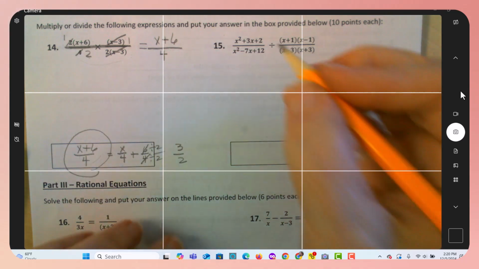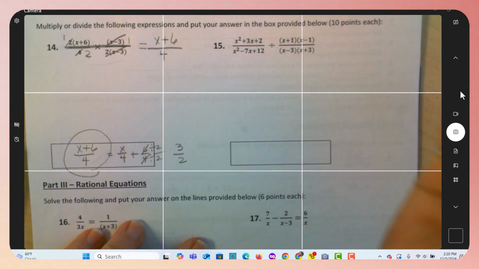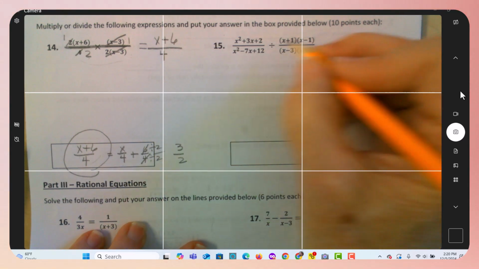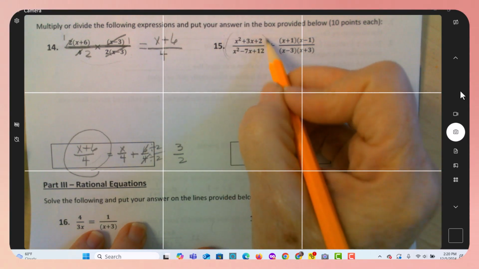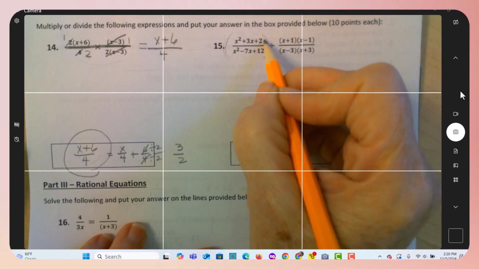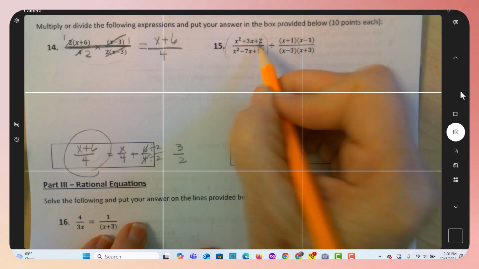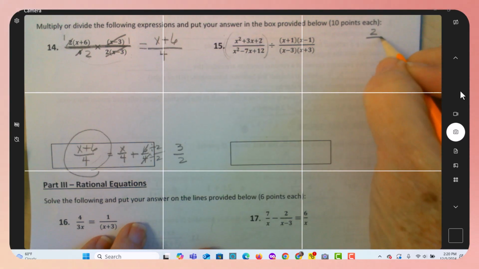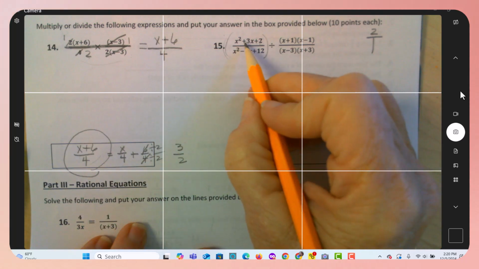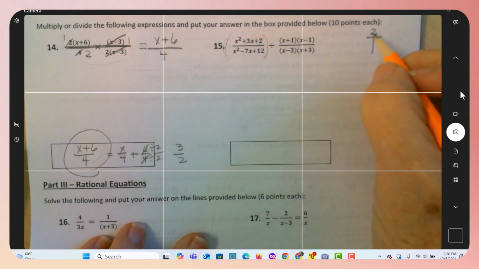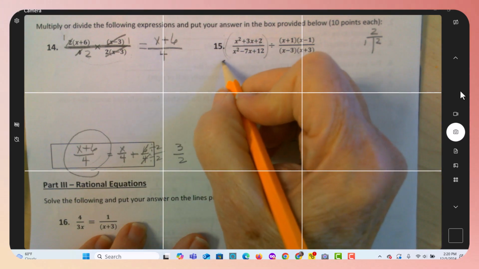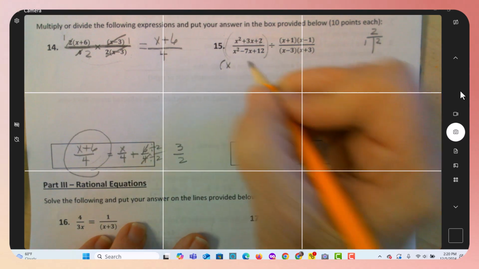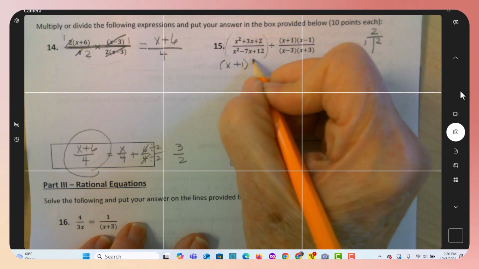All right, question number 15. I need to factor this. The right side is factored, so I just need to factor the left-hand fraction. So I'm looking for factors of 2 that add to 3. The only factors of 2, and they're positive because this is positive, are 1 and 2. And 1 and 2 add to 3. So this factors into x plus 1 times x plus 2.